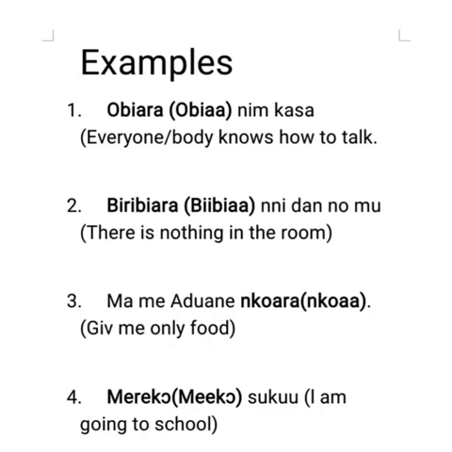The third one says Mame aduane nko ara. Now, when you are pronouncing it, you will say Mame aduane nko a, which sounds natural in Twi for everyone. That is, give me only food. The next example, number 4, says Mireko suku. But when you are pronouncing it, you will say Meko suku. I am going to school.